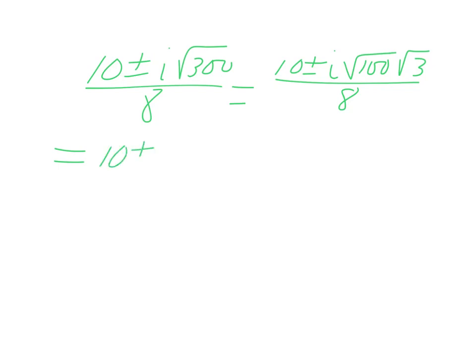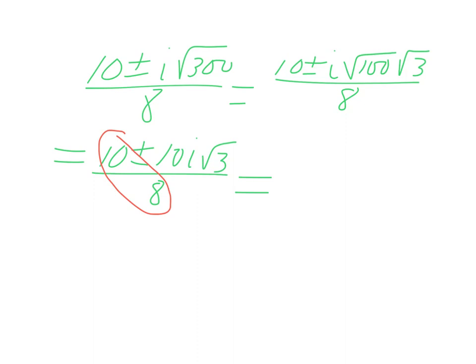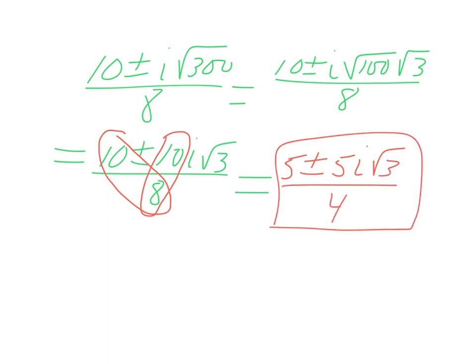So I have 10 plus or minus square root of 100 is 10. I have my i, then I have my square root of 3 all over 8. Then one more thing, and change colors here. I'm going to simplify that, so I look this way. 10 over 8 simplifies to 5 fourths. So I have 5 plus or minus 5i square root of 3 all over 4. So there are my last two answers.